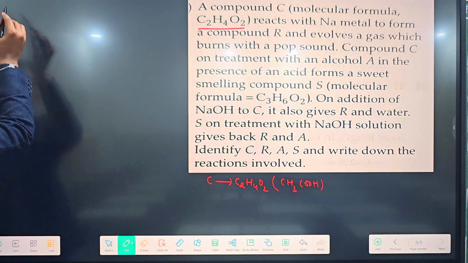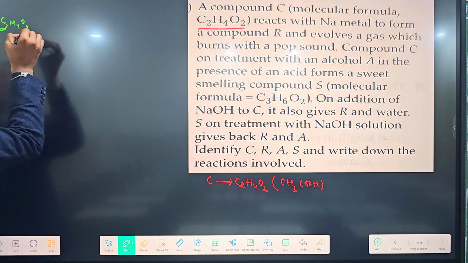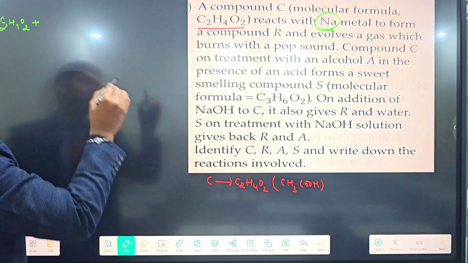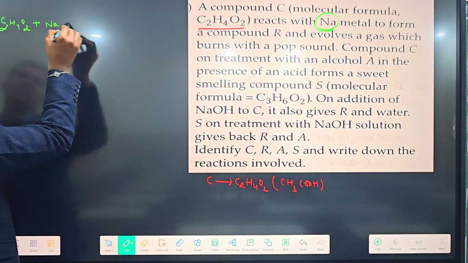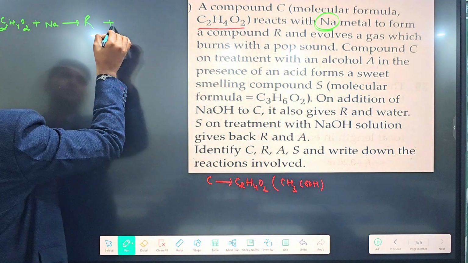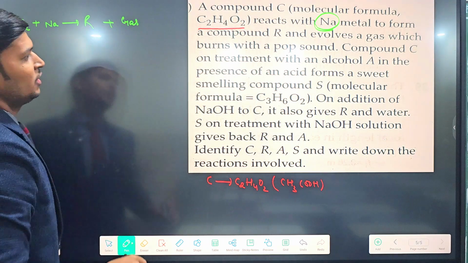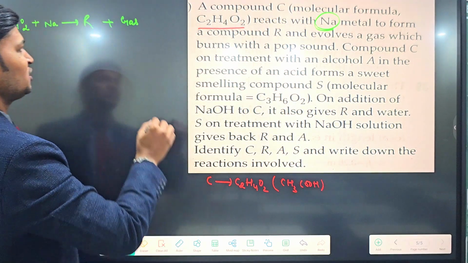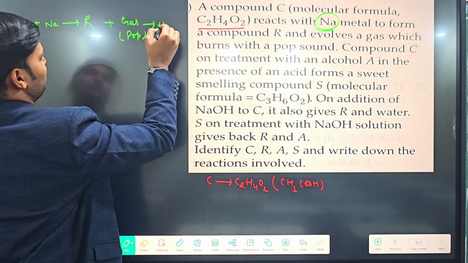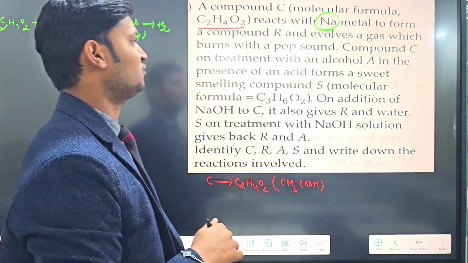Compound C, that is C2H4O2, on reaction with किसके साथ रिएक्शन, sodium metal, to form a compound R. It forms a compound R and evolves a gas. I'm indicating it with a symbol. Evolves gas which burns with a pop sound. Remember pop sound. It does mean it's clear. Pop sound is given. It does mean hydrogen gas. Keep in mind बेटा, hydrogen gas जो होता है वो pop sound देता है burning match stick को लाने पे.